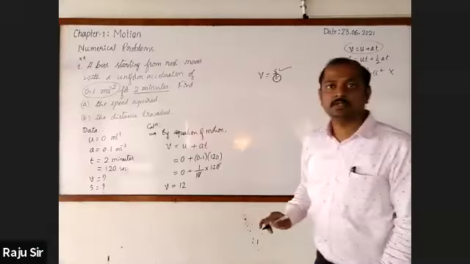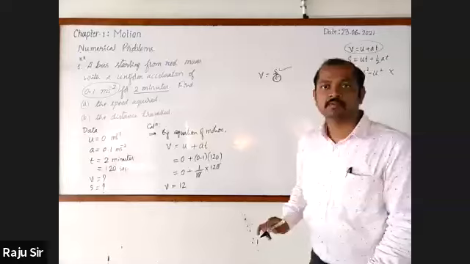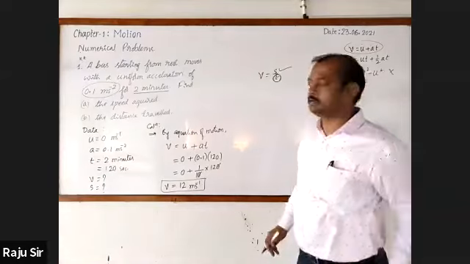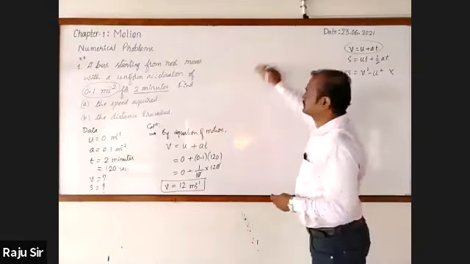What is the unit? Meter per second. 12 meter per second. The speed of the car is 12 meter per second. Next.